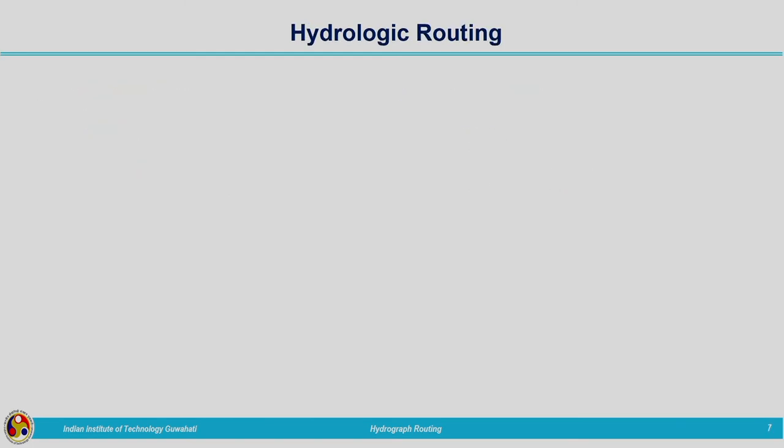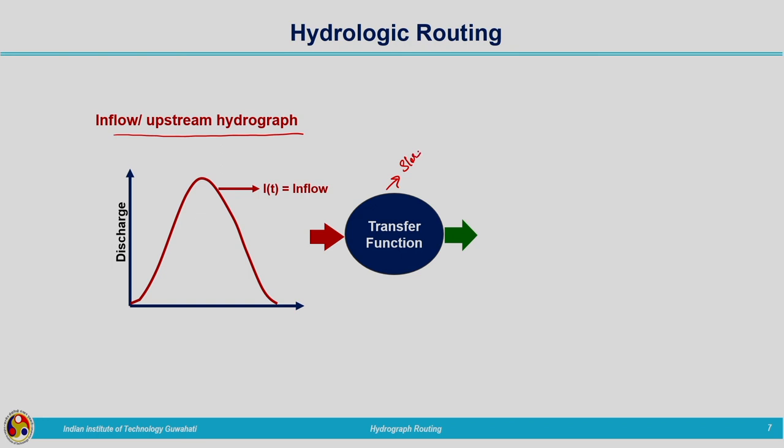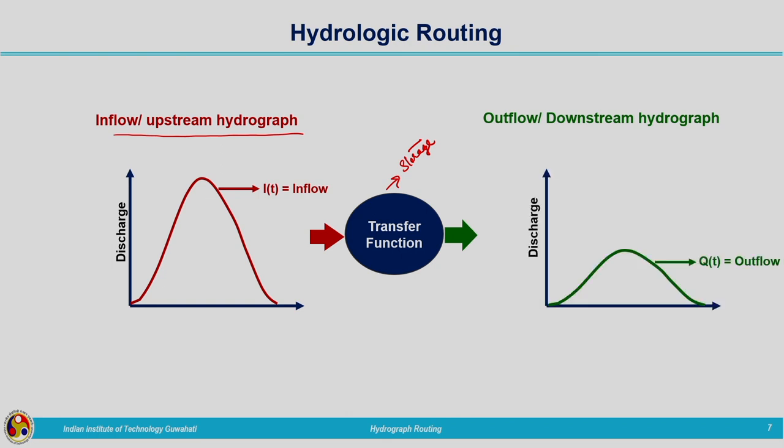First one is hydrologic routing. In hydrologic routing, we have the inflow or upstream hydrograph that travels from upstream to downstream. We will get the outflow hydrograph. How is this obtained? This inflow hydrograph along with the transfer function, which represents the storage component, and by making use of the continuity equation, we can derive the outflow or downstream hydrograph. So, our main intention is to derive the outflow hydrograph.